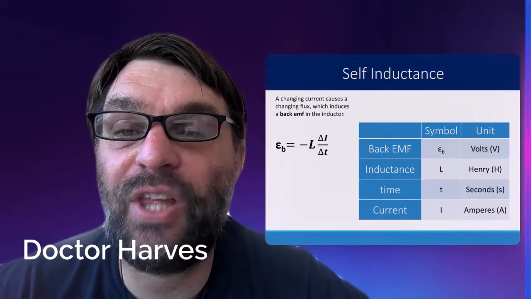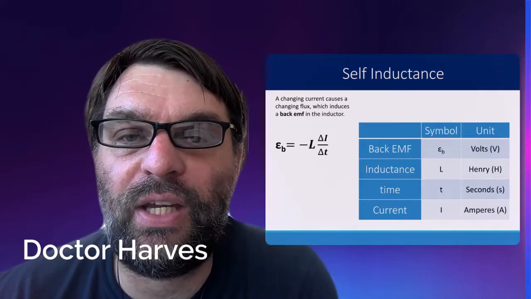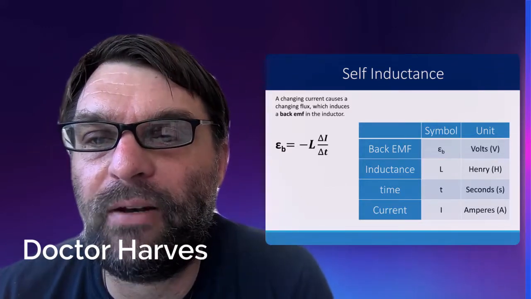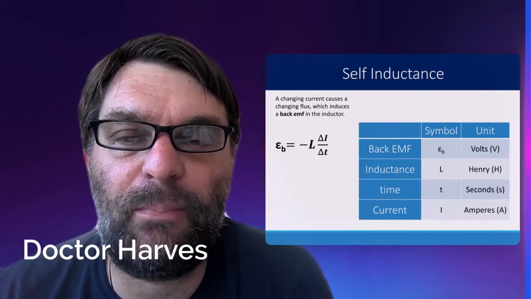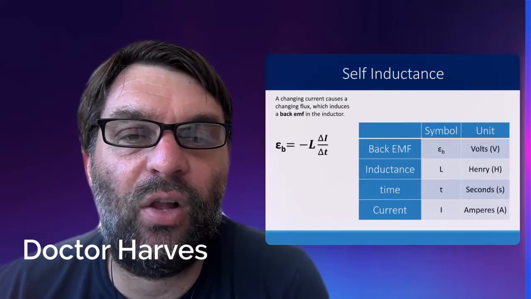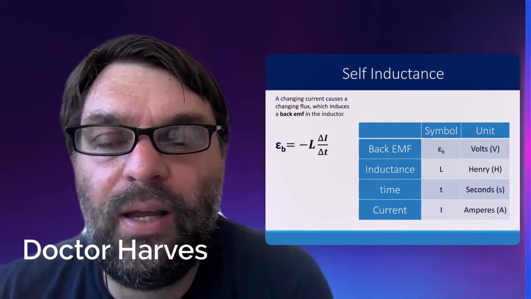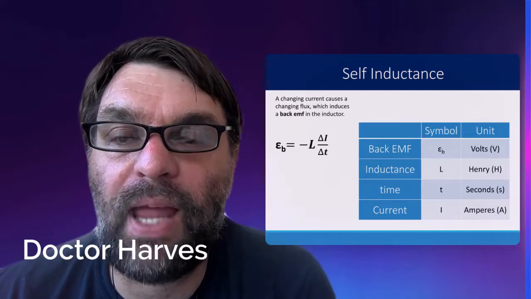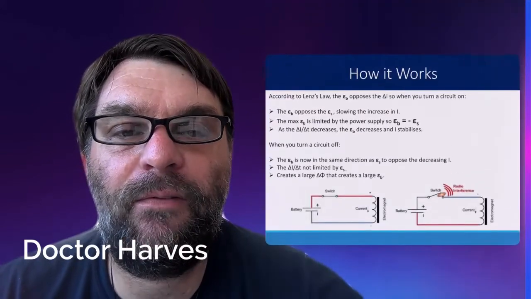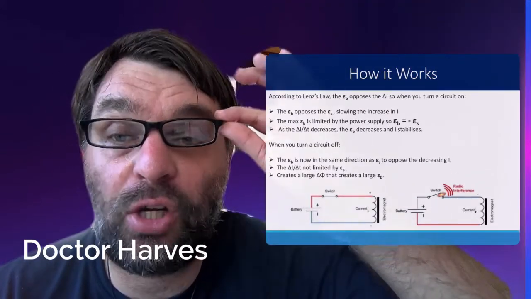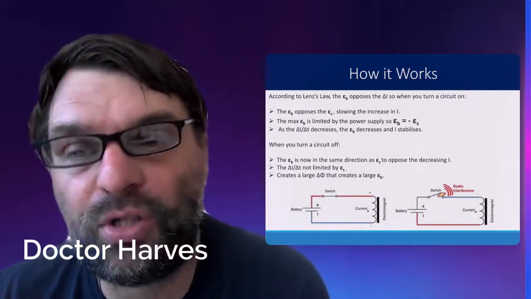So in terms of self-inductance, this is the equation. Basically by changing the current, either by increasing it or decreasing it, you're changing the magnetic flux in the wire and the circuit itself, and this induces something called a back EMF. And the equation for the back EMF is epsilon B equals negative L delta I over delta T, where L is the inductance in the units of Henry, and of course you're familiar with change in current in amps over change in time in seconds. And this back EMF is important when looking at circuits, because according to Lenz's law, this back EMF will oppose the change in current, be it positive or negative.